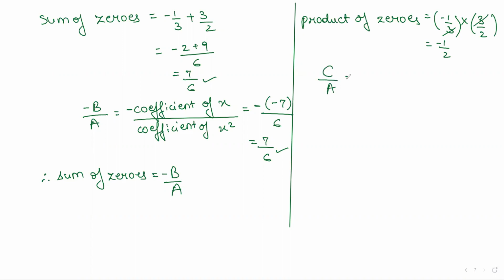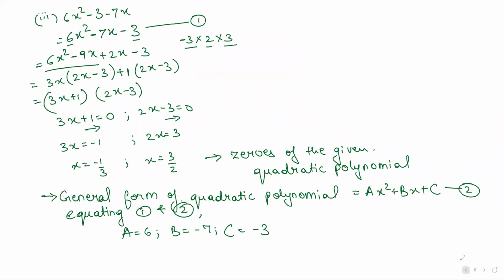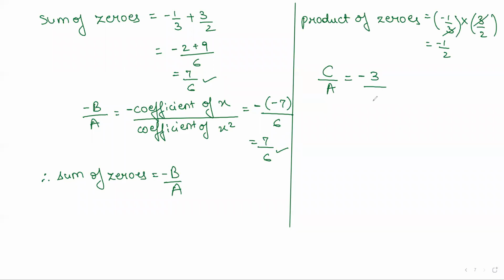C upon A is C's value, which is minus 3, upon the value of A, which is 6. Again, you'll be left with minus 1 by 2. Therefore, product of zeros is equal to C upon A. From these two conditions, your relationship between zeros and coefficients is verified.